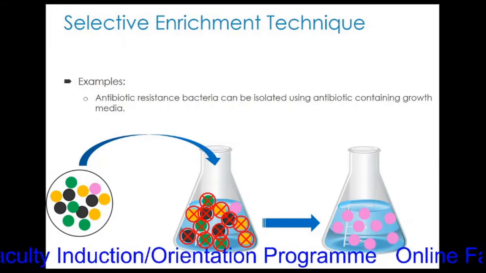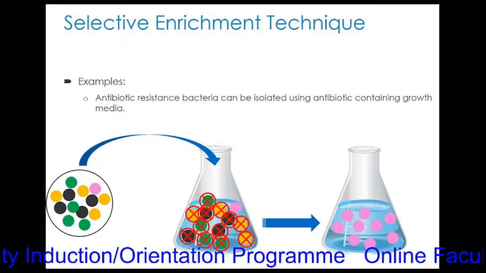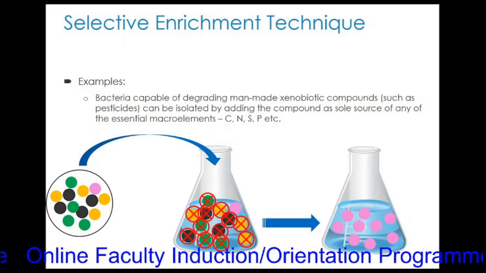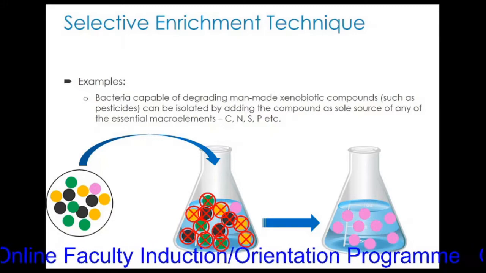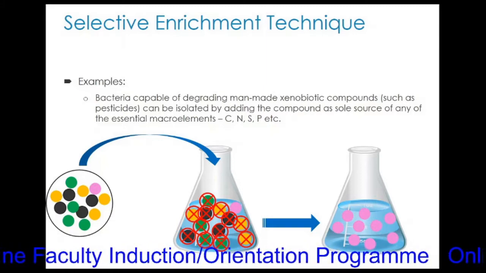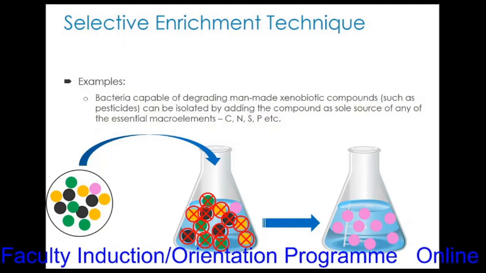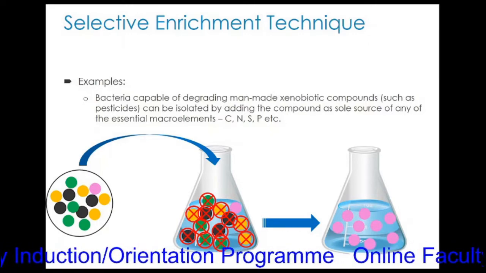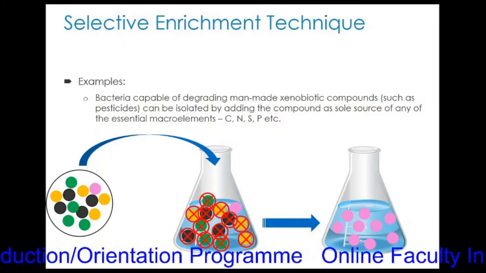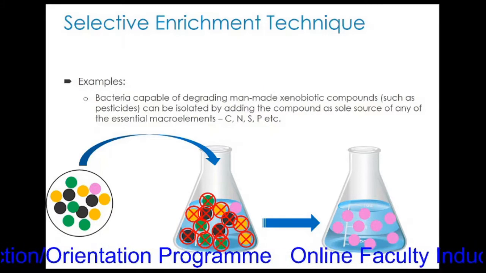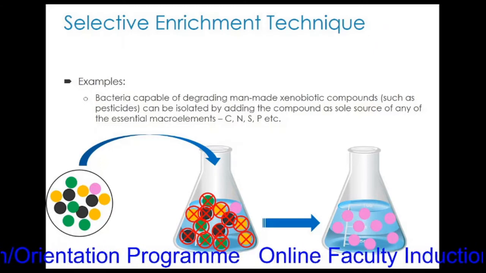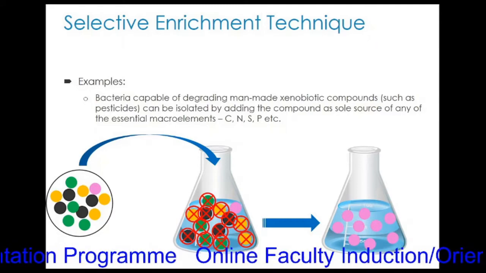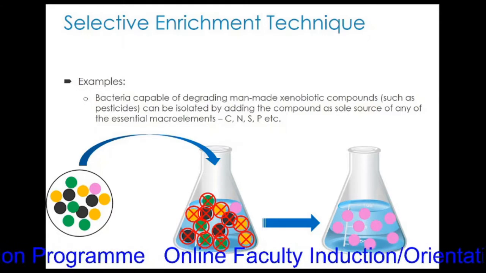Also, antibiotic-resistant bacteria can be isolated using antibiotic-containing growth media. Similarly, bacteria capable of degrading man-made xenobiotic compounds can be isolated by adding the compound as the source of any of the essential macro elements. It can be used as a carbon source, or as a nitrogen source. If the compound contains sulfur, then it can be used as a sulfur source, or compounds like organophosphorus pesticides can be used as a phosphorus source.